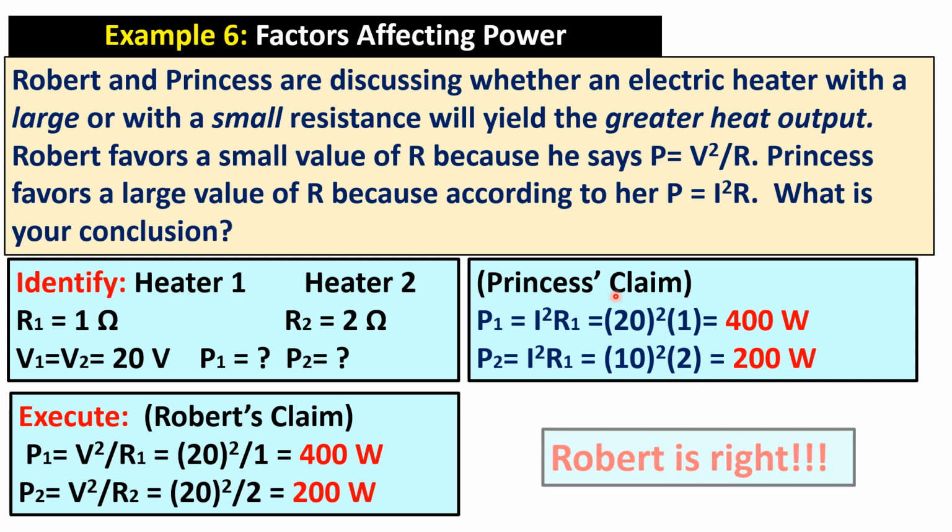So, it is not correct to say, using Princess's formula, that the greater the value of R, the greater the value of output power is. That is not quite correct because that's only true if the current I squared is constant. And that explains why Robert is the one that is correct.